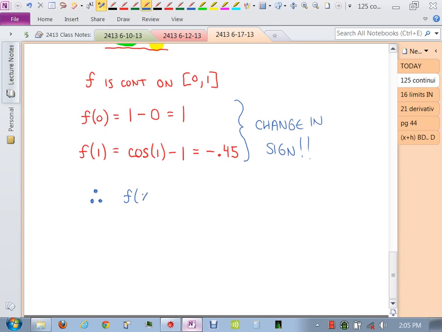man, I've got to get this figured out. F of x equals 0 somewhere in the interval 0, 1.